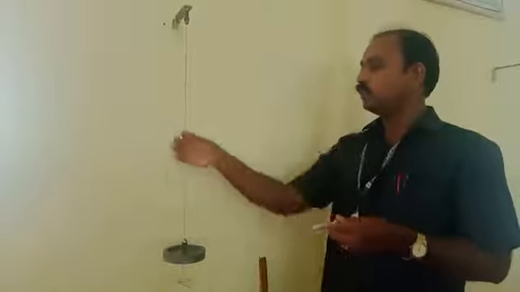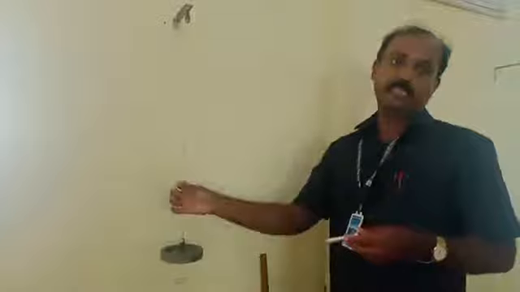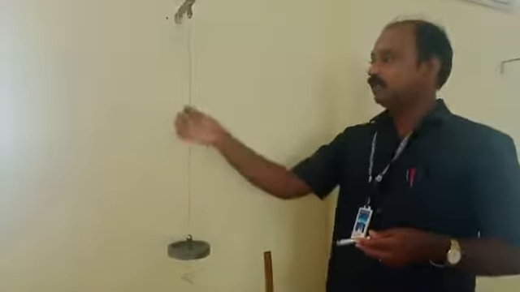So the digital balance is needed. Then a meter scale, a 1 meter scale is needed. Then a stop clock to measure the time period of the oscillation. Then one screw gauge is needed. The screw gauge is used to determine the radius of the wire. So these are the apparatus.